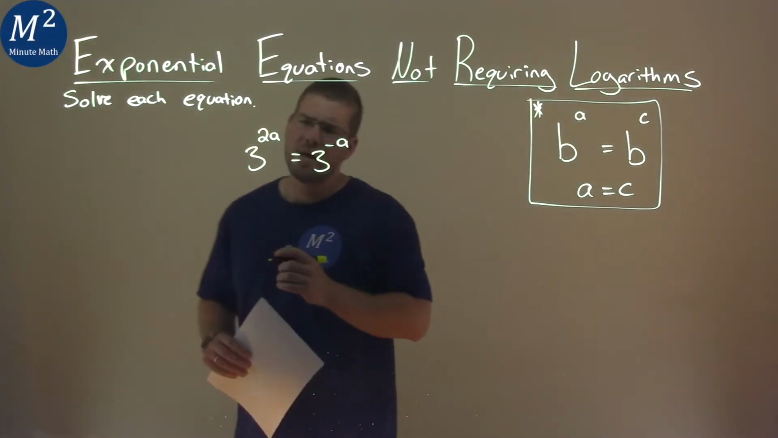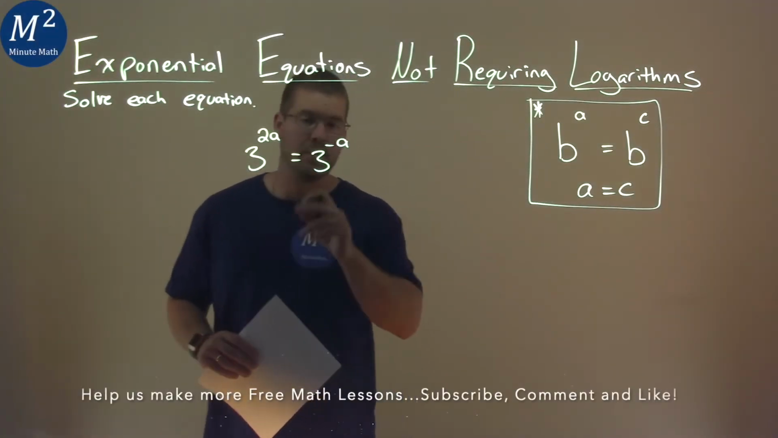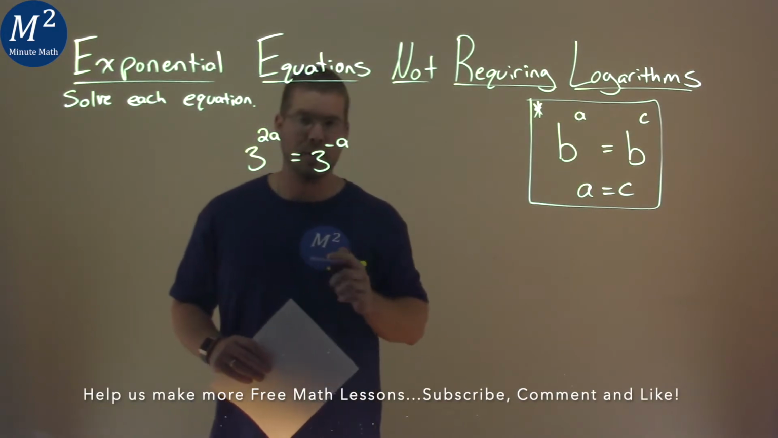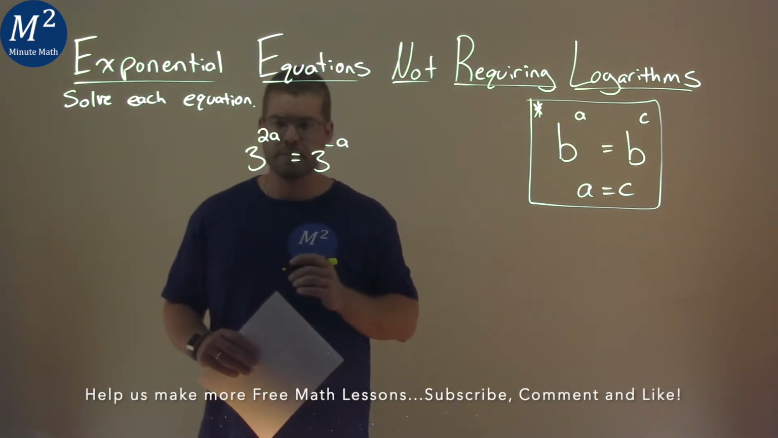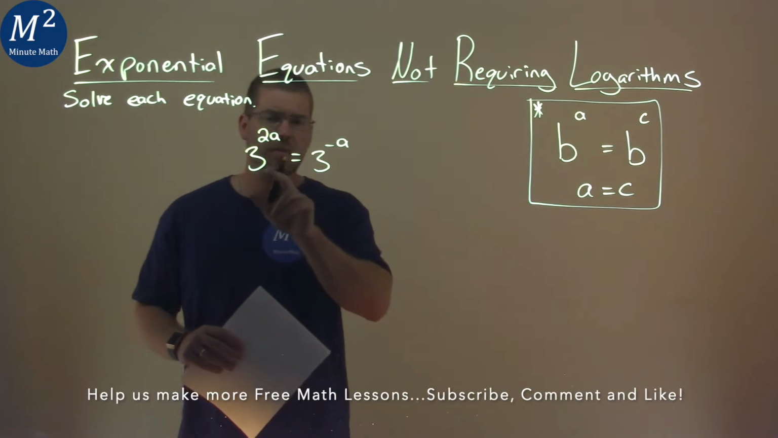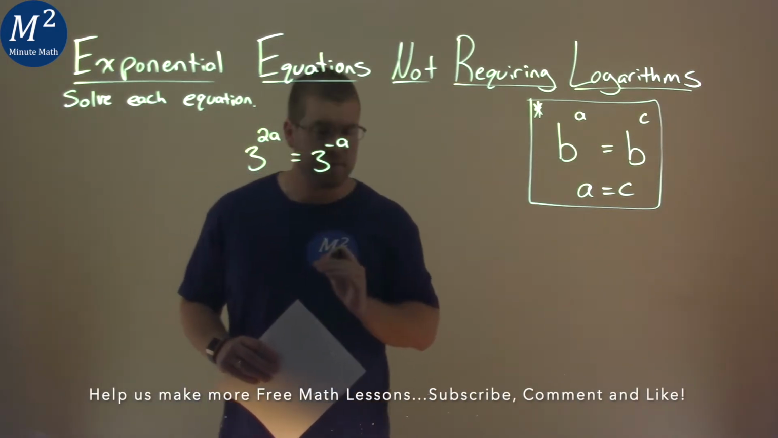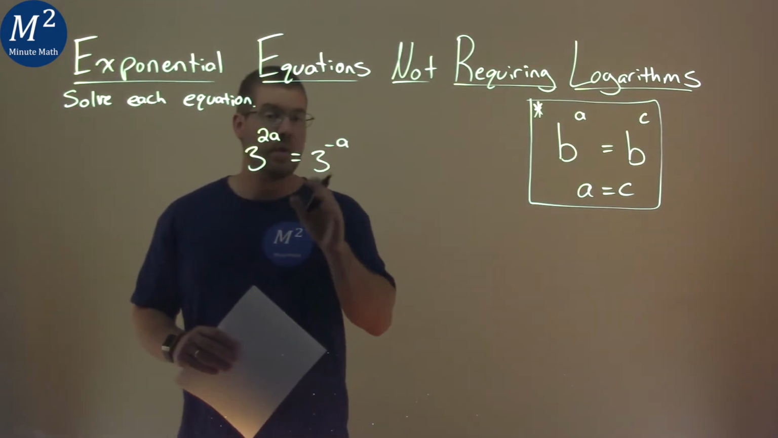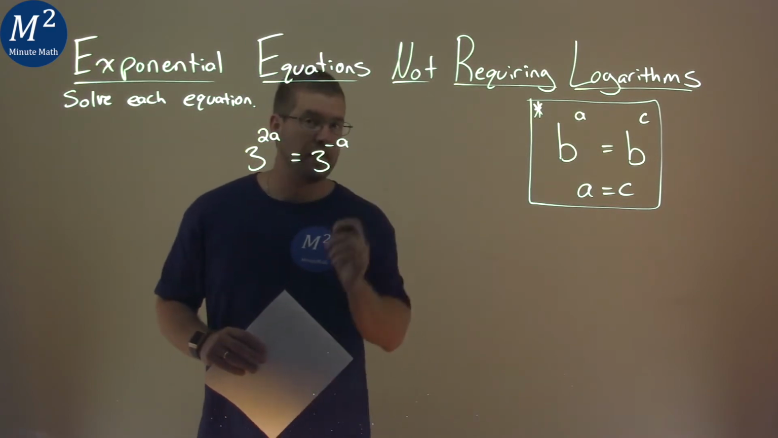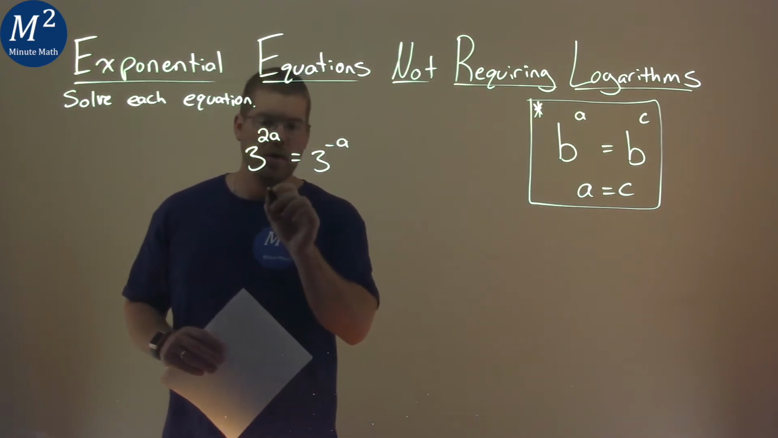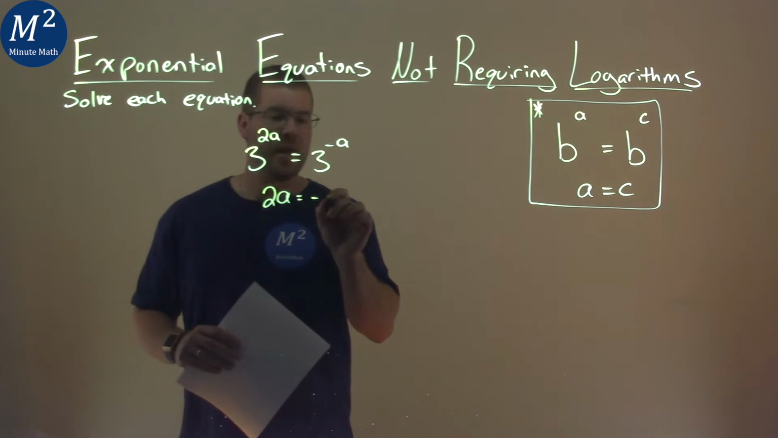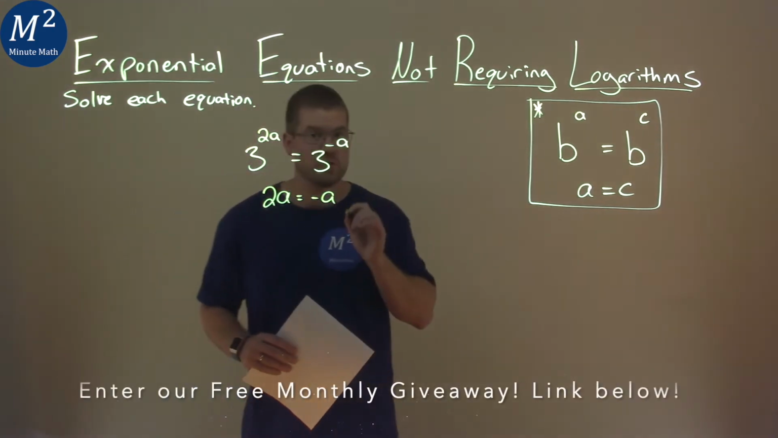We're given this problem right here, 3 to the 2a power equals 3 to the negative a power, and we have to solve this equation. Well, our base is the same here with both being 3. So with that being said, we can take the exponents and set them equal to each other and solve. So we take 2a equals negative a, and then we're solving here.